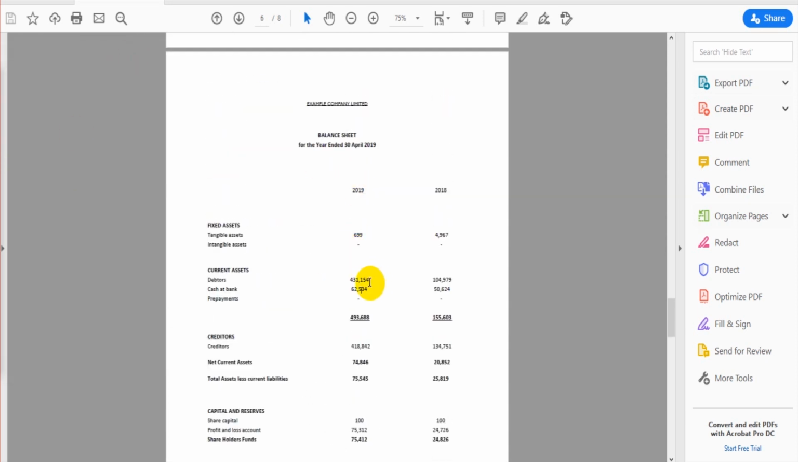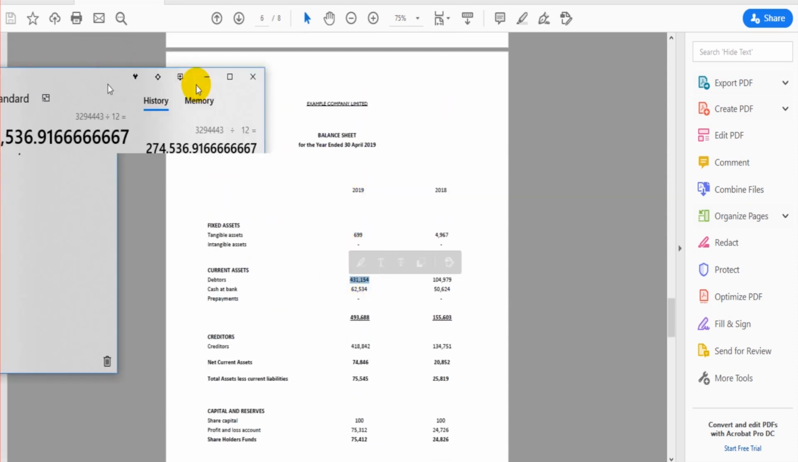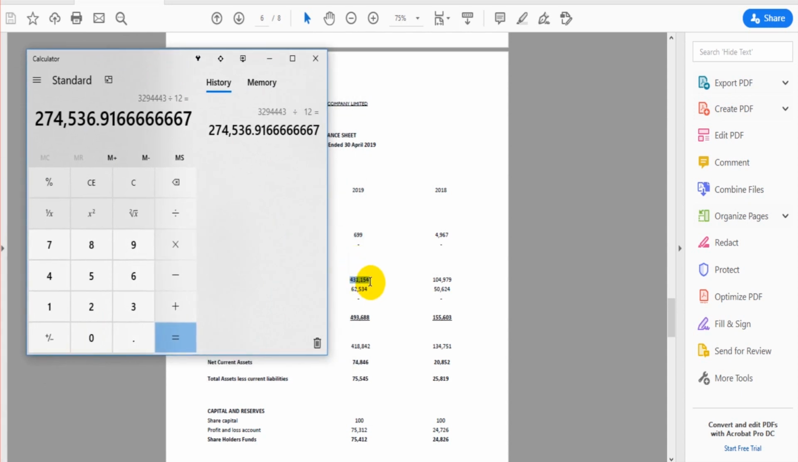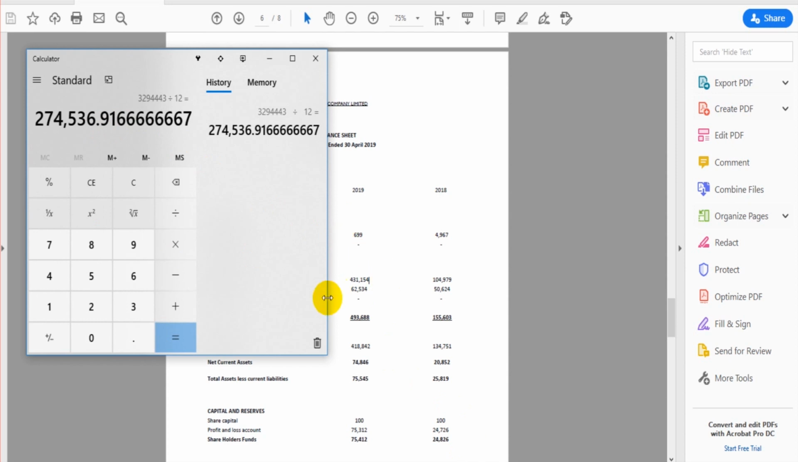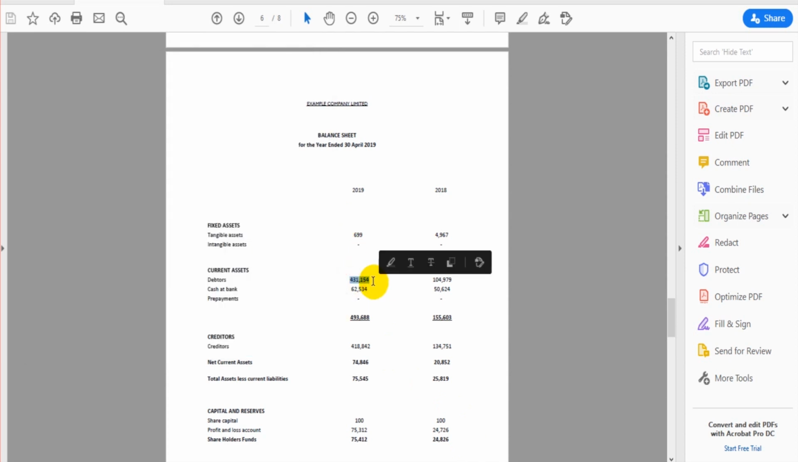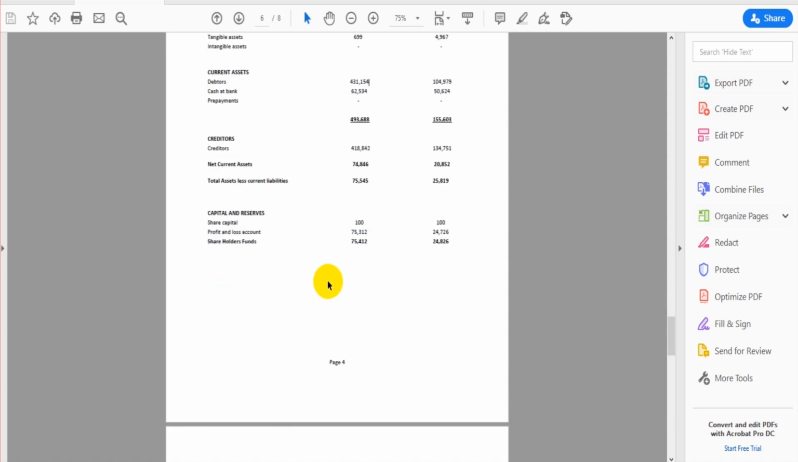If we look at the debtors balance, though, it's 431,154. So we've got well over 1 month's worth of sales in debtors, which isn't a good sign. If we're aiming for 30 days payment terms, we've got well over 30 days payment terms outstanding with our debtors. Now what we can do is look at the notes to the accounts to see if this is all trade debtors, because it might not all be trade debtors.